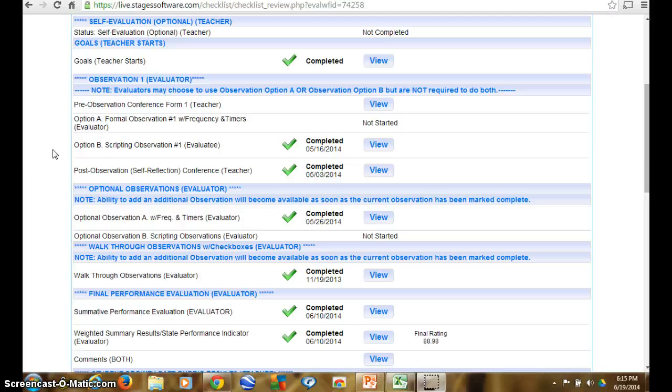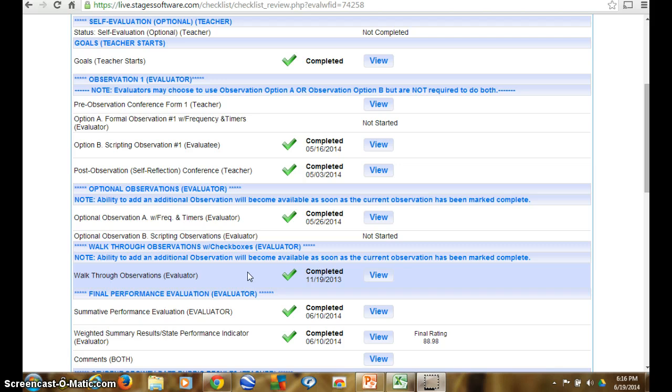And each one of these could open up, we could view them. The scripting observation is an ongoing minute by minute log, and then I drop in ratings from the 4 domains after I've done the observation, after I've scripted it. Then we have observations frequency with timers that can be used. Additional scripting observation. I can do walkthroughs. I did some walkthroughs back in the fall, and those also are placed into the automated system.